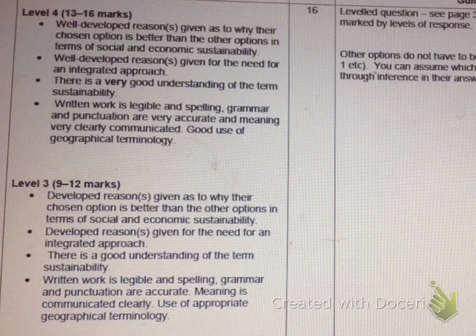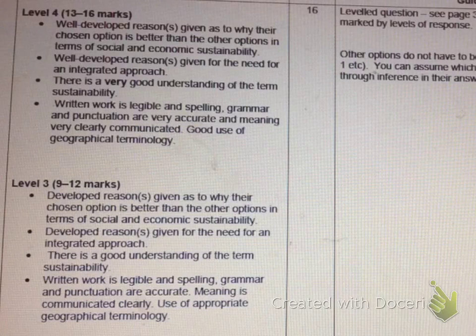So take a little bit of time now, share your papers around, see who's got level 3 and a couple of level 4 answers, and look and see what you could do in your answers to get yourself up to that level, top level 3, or even into a level 4. It is very difficult to get into a level 4 answer. Hope you find this helpful.